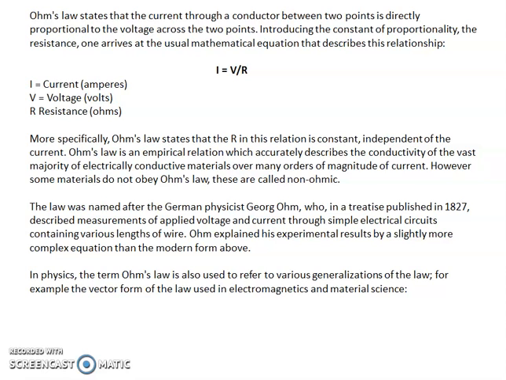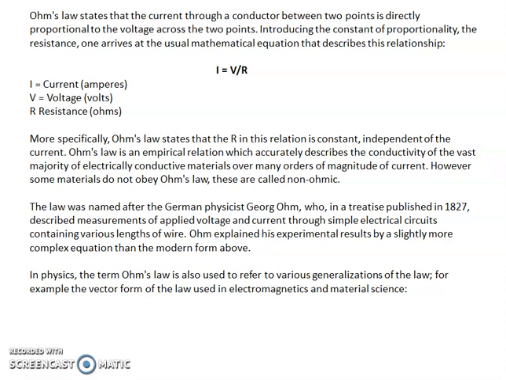Ohm's law states that the current through the conductor between 2 points is directly proportional to the voltage across the 2 points. Introducing the constant of proportionality, the resistance, one arrives at the usual mathematical equation that describes this relationship. Current equals voltage over resistance, where I is the current through the conductor in units of amperes, V is the voltage measured across the conductor in units of volts, and R is the resistance of the conductor in units of ohms. More specifically, Ohm's law states that the R in this relation is constant, independent of the current.